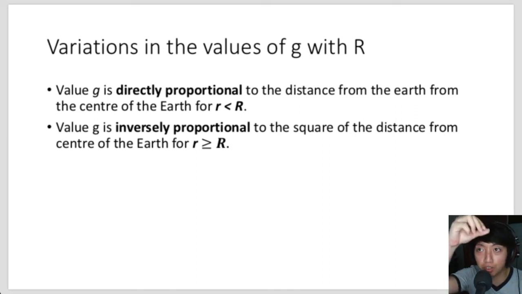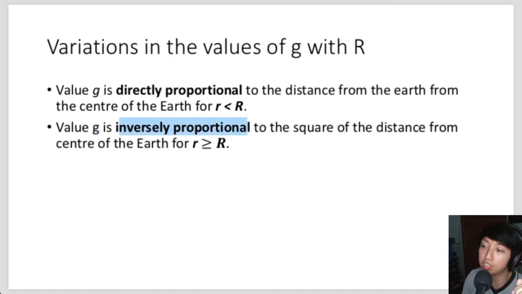Meaning to say, on the surface of the Earth, the acceleration is more, and at the center of the Earth, there's actually less acceleration. Now, at the same time, value of G is also inversely proportional to the square of the distance from the center of Earth if and when r is equal or greater than the radius of the Earth. Meaning to say, when you start to get off the Earth, the value of G actually also starts to get weaker. So it's actually kind of an interesting concept.